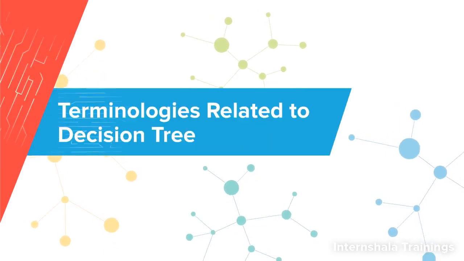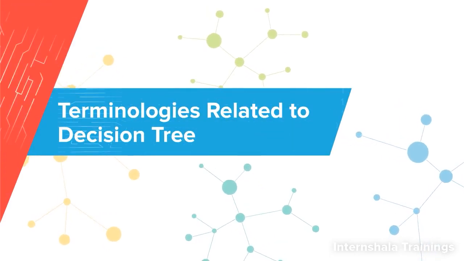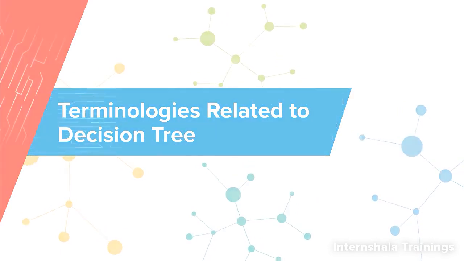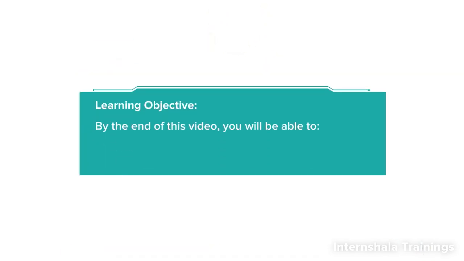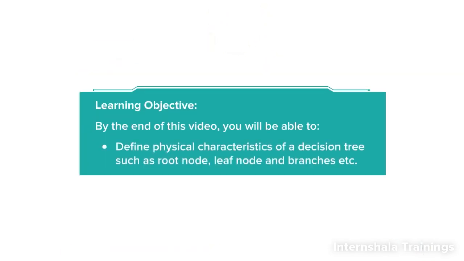Hi, welcome to the video on terminologies related to decision tree. By the end of this video, you will be able to define physical characteristics of a decision tree such as root node, leaf node, branches, etc.